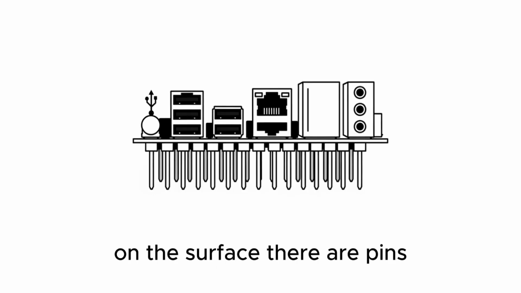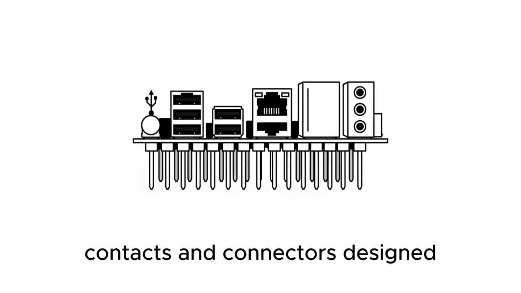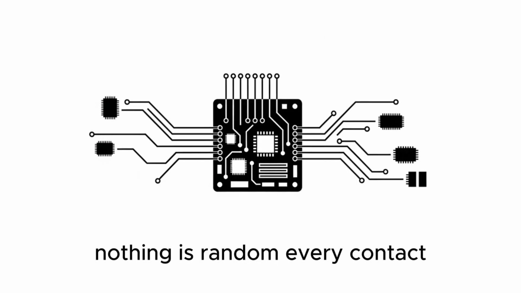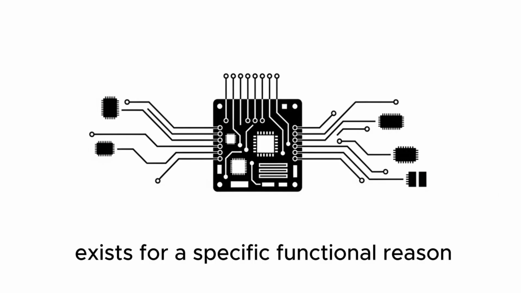On the surface, there are pins, contacts, and connectors designed to directly link components. Their layout is precise. Nothing is random. Every contact exists for a specific functional reason.